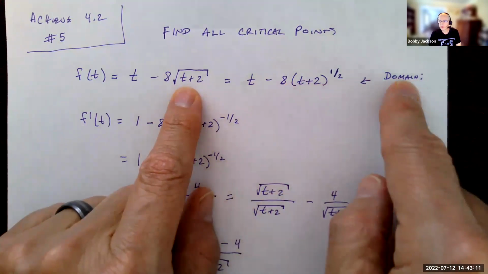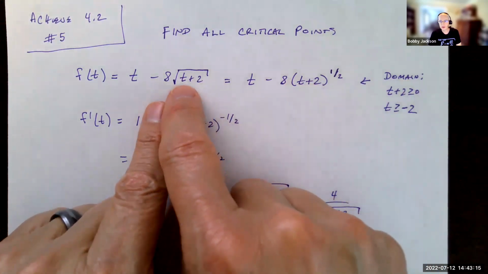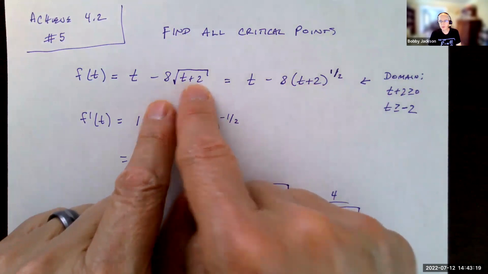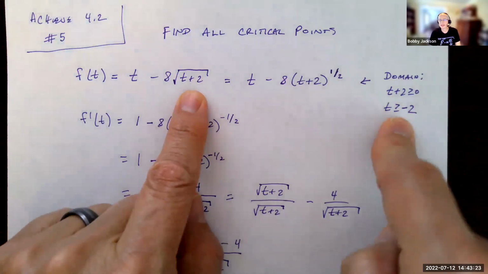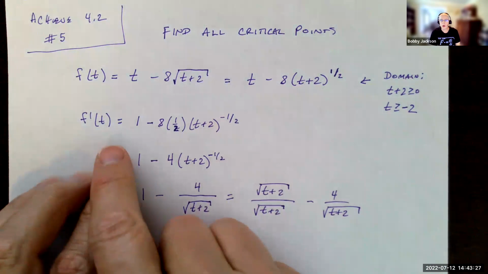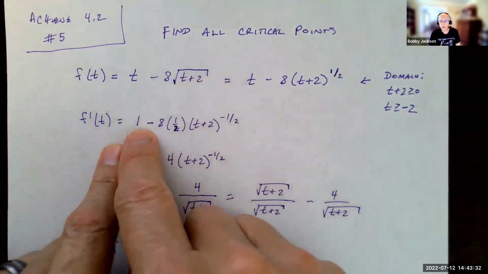And I'm further going to note that my domain for this function is the set of all values of t where what? The radicand here, t plus 2, must be what? Greater than or equal to 0 in order to get a real output, which means t must be greater than or equal to -2.